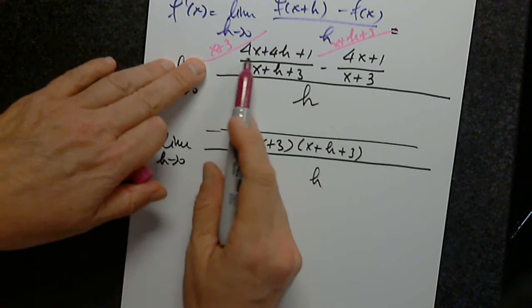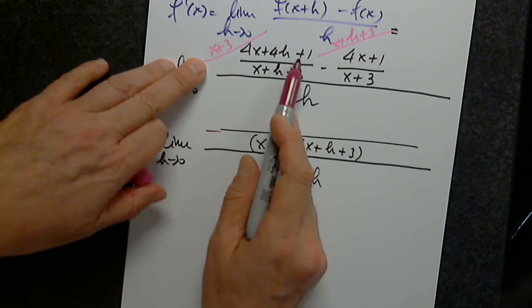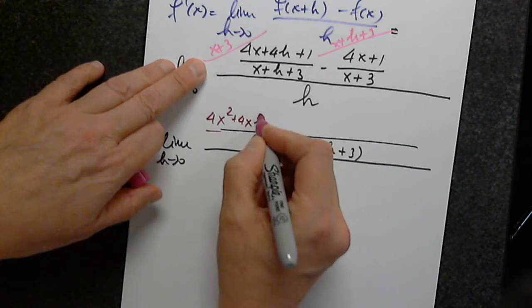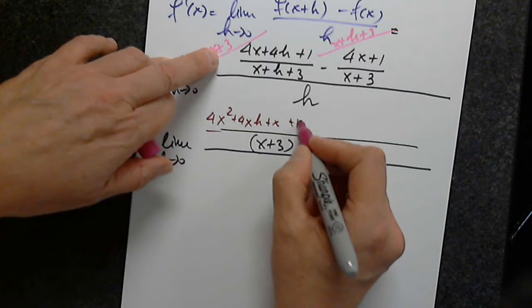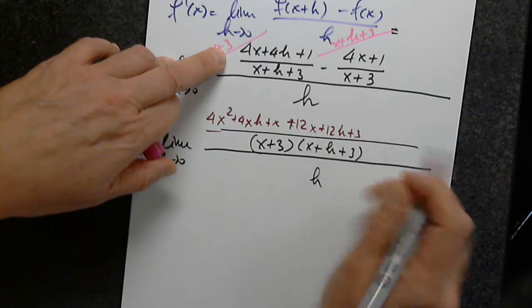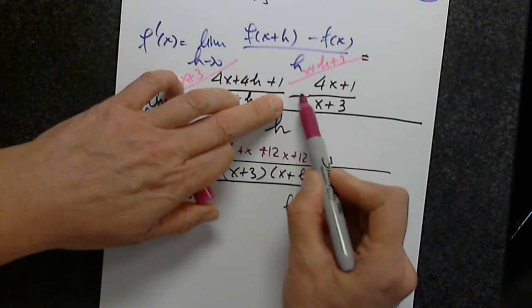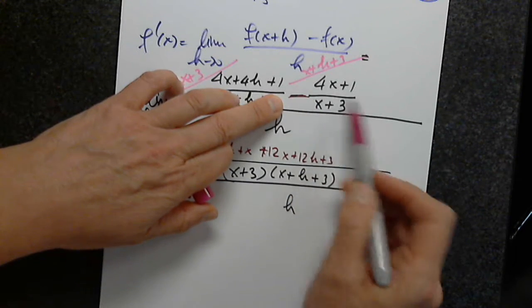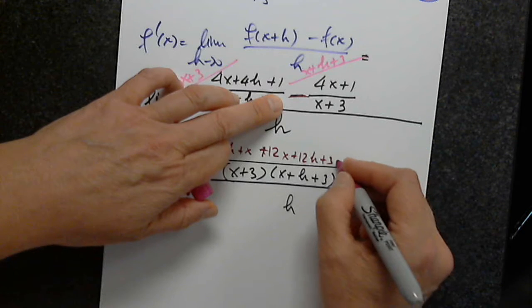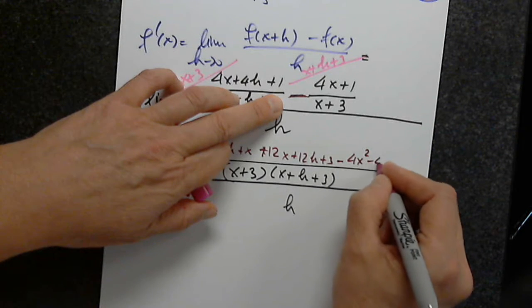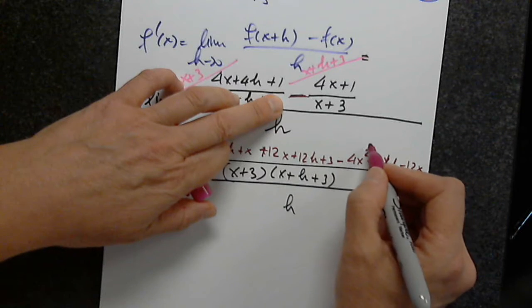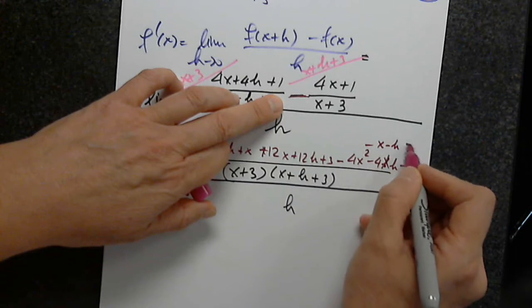I recommend distribute x to these three terms and then 3 to these three terms. So 4x squared plus 4xh plus x plus 12x plus 12h plus 3. Now be very careful because I have a negative in front. Everything will be negative. All terms are positive, so everything will be negative. So minus 4x squared minus 4xh and minus 12x and minus x minus h minus 3.